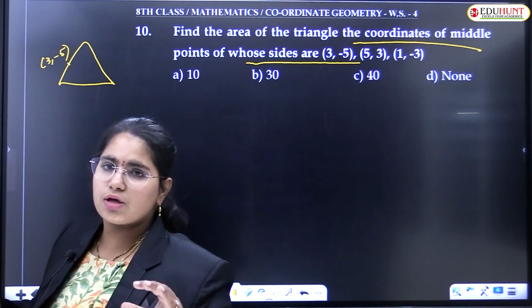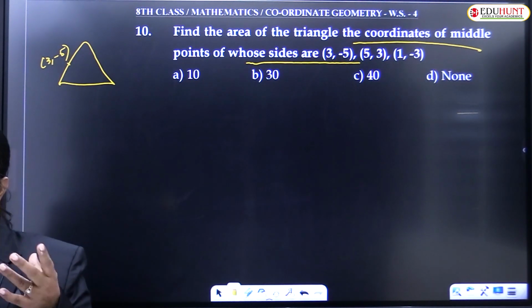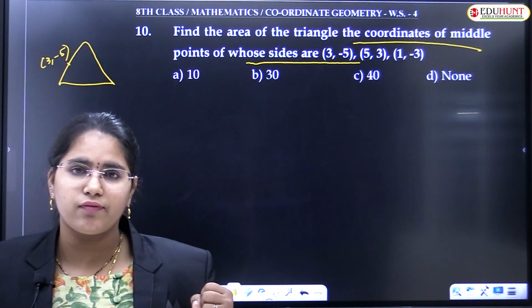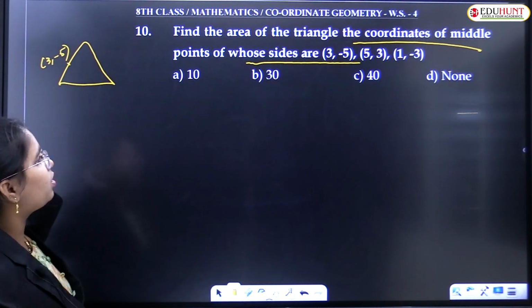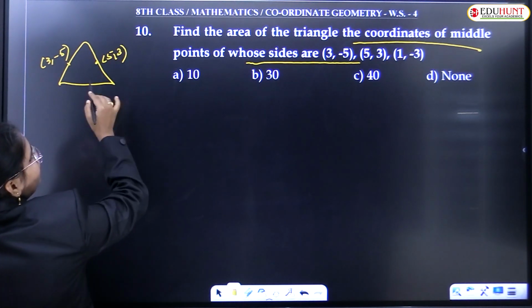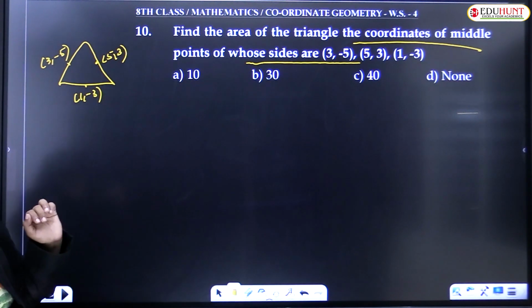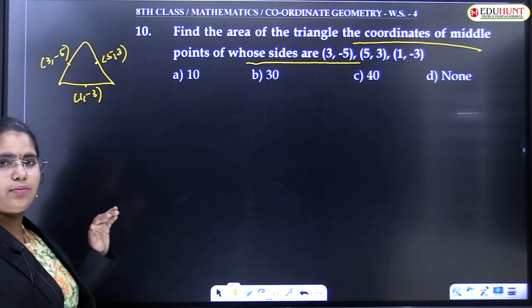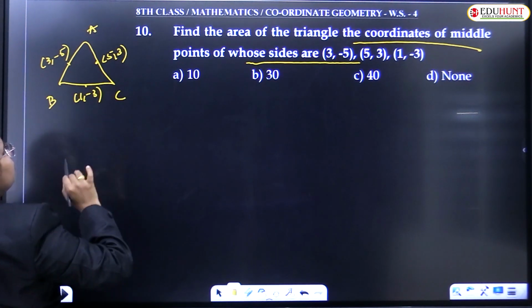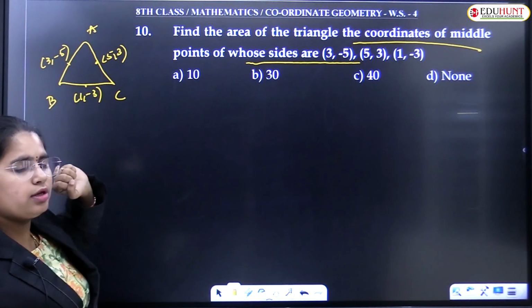So here the coordinates given are actually the midpoints of the triangle. So those are not actual vertices. Those are midpoints of the given triangle. First one is 3, minus 5. Second one is 5, 3, and third one is 1, minus 3. So here you are given three different points, right? So let us name these A, B, and C. So we have three midpoints here, right?